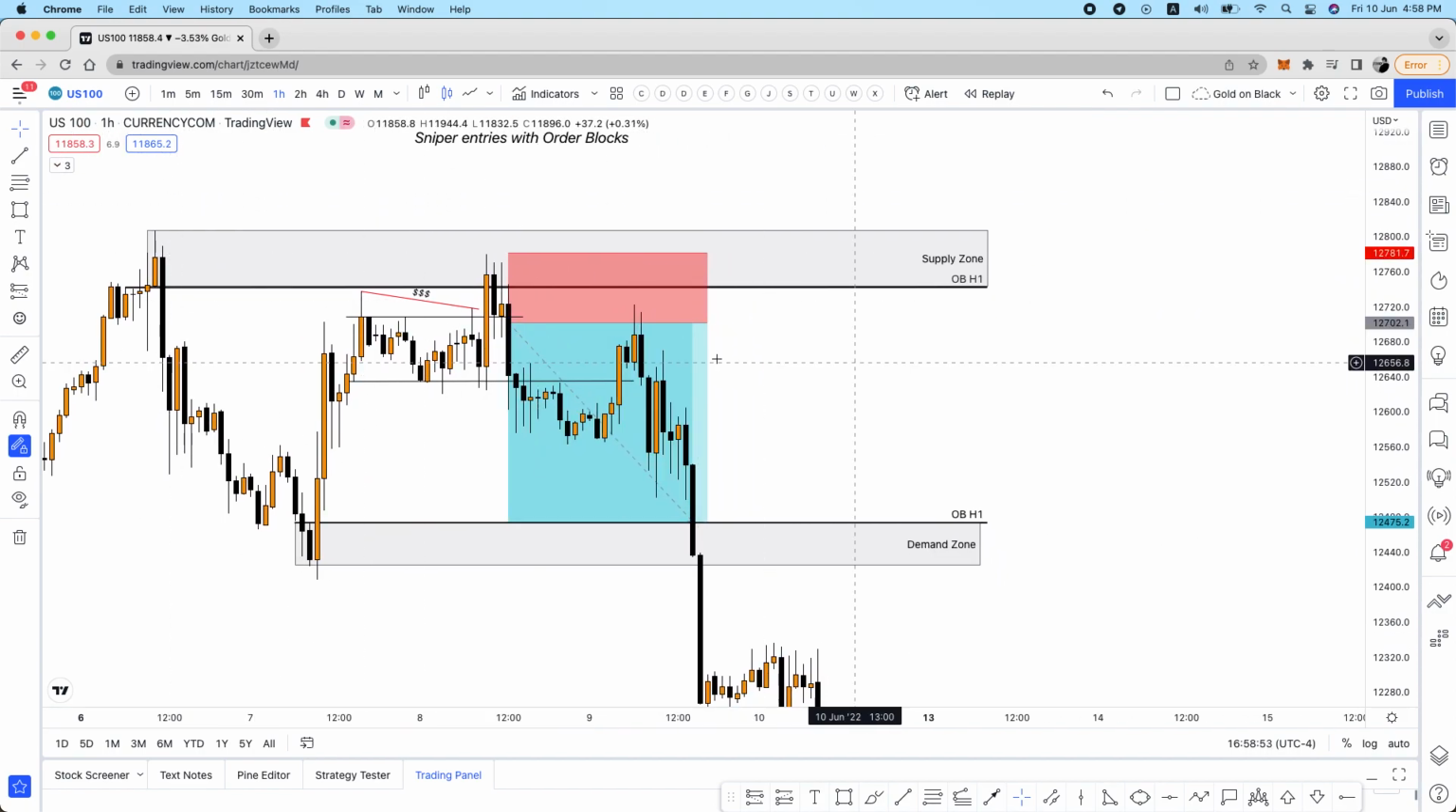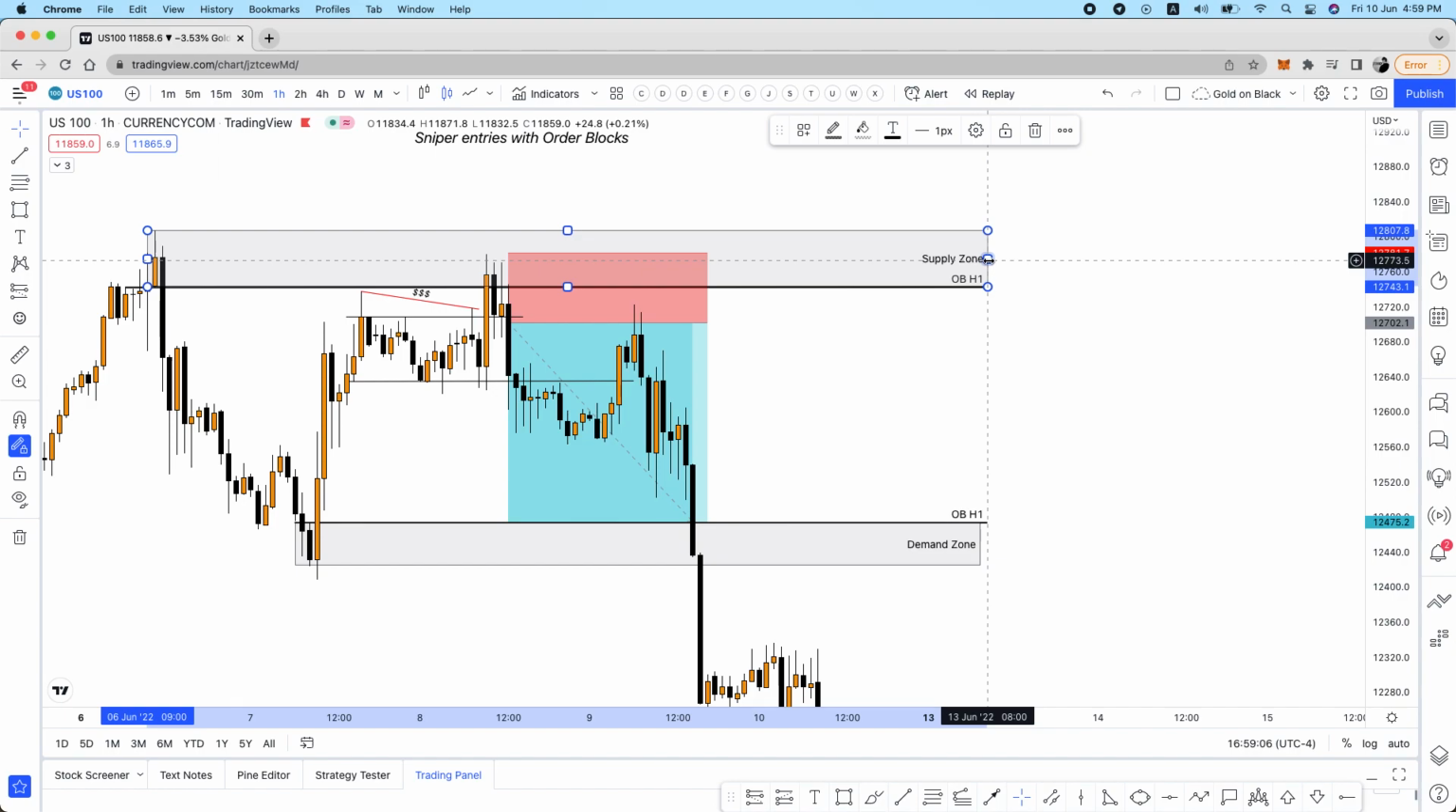All right, so the price dropped very strongly right here and continued dropping, right? It has created an order block. This is our order block right here. I'm on a 1 hour time frame. So this is my H1 order block, AKA supply zone, right?